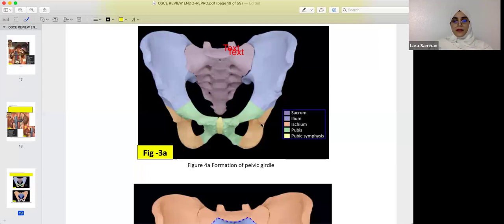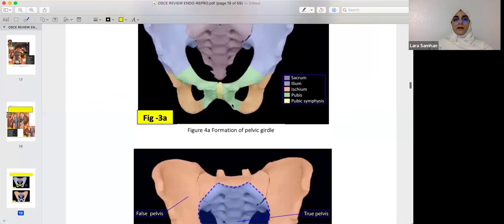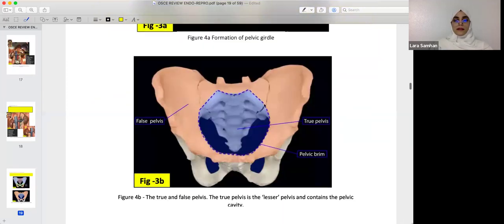What else do we have in here? This is the ischium, right and left. This green thing is basically the pubis. Those are all the structures that form the pelvic bone. We have the exact same thing in here: the true pelvis and the pelvic brim. The pelvic brim is basically this brim.